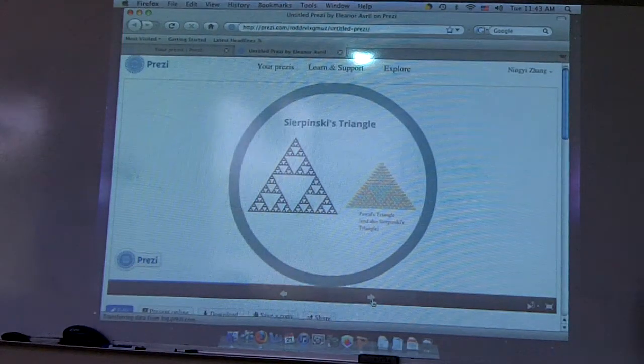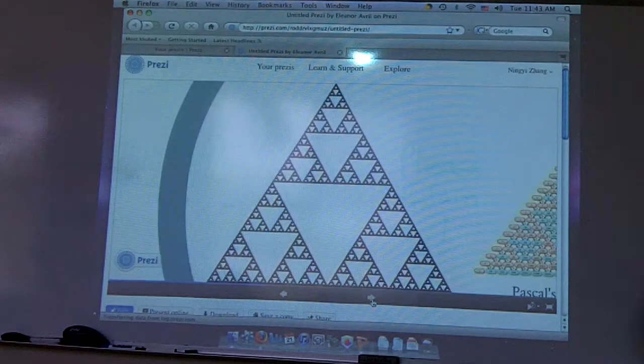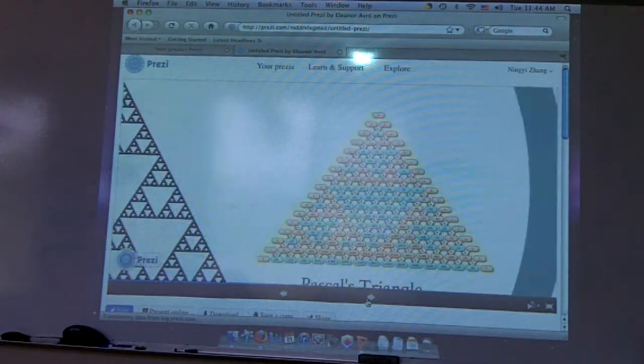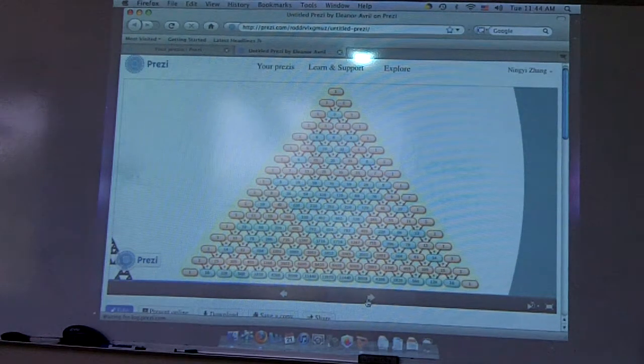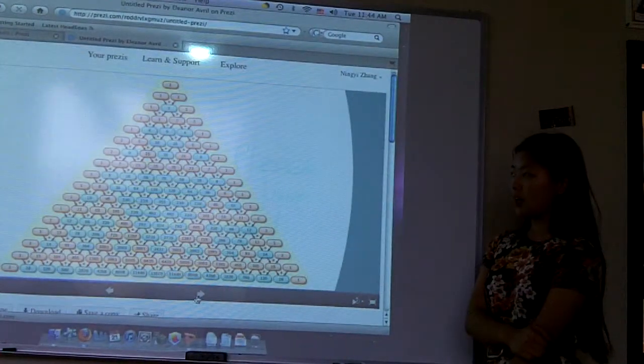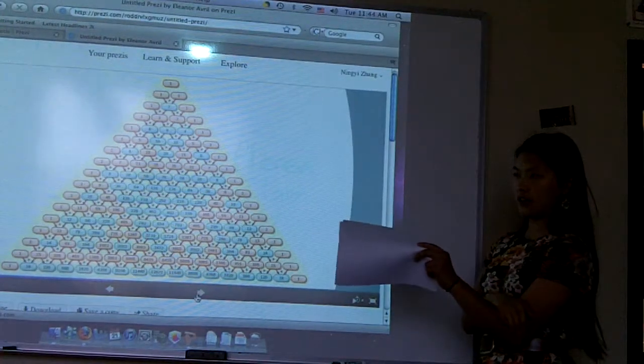So this is one of the most common fractals. It's called Sierpinski's triangle, and it's made by connecting the midpoints of each side of the triangle and taking out that center triangle, and then just keep on doing it over and over again until you get a lot of cutout triangles. So this is a Pascal triangle, and if you color all the even numbers in blue, it's actually the Sierpinski triangle.